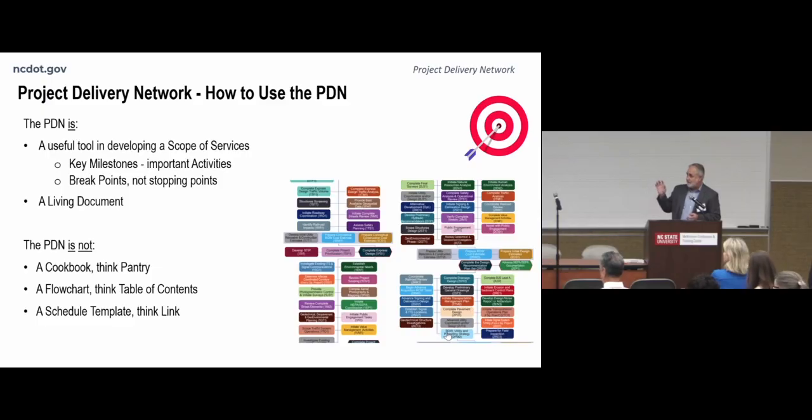The other thing is, it's not a flow chart. Really think about this as a table of contents. You click on any one of the boxes, and it'll take you to the chapter. It'll show you what's in that chapter. And then finally, it's not a schedule template. It does help link all the activities together, and it does group them together, but just because they're listed in a certain order, that doesn't mean that's the order it has to go in. It's just that these are the group of activities that need to happen around this time.